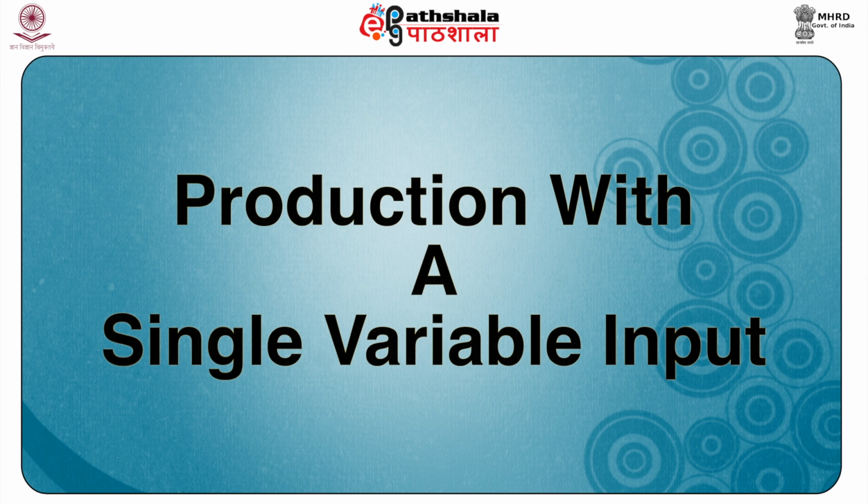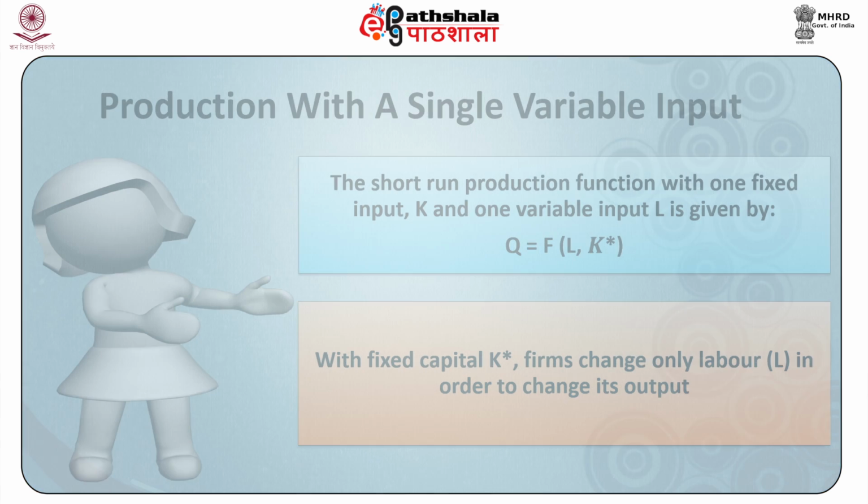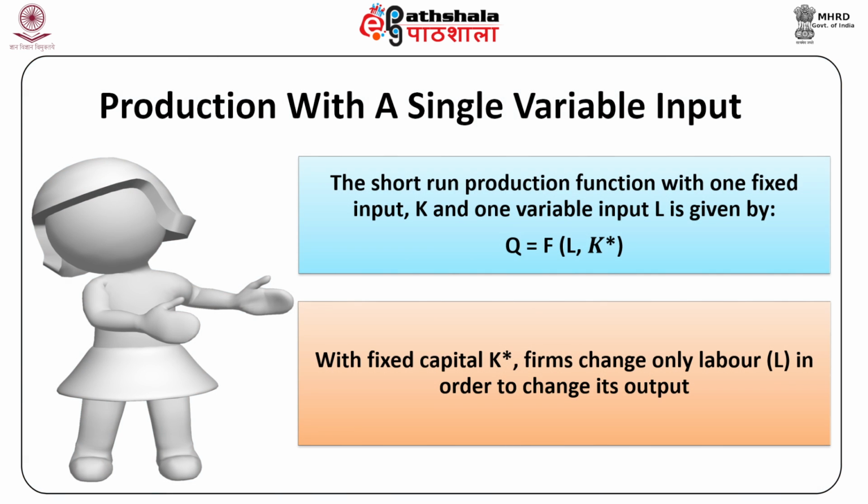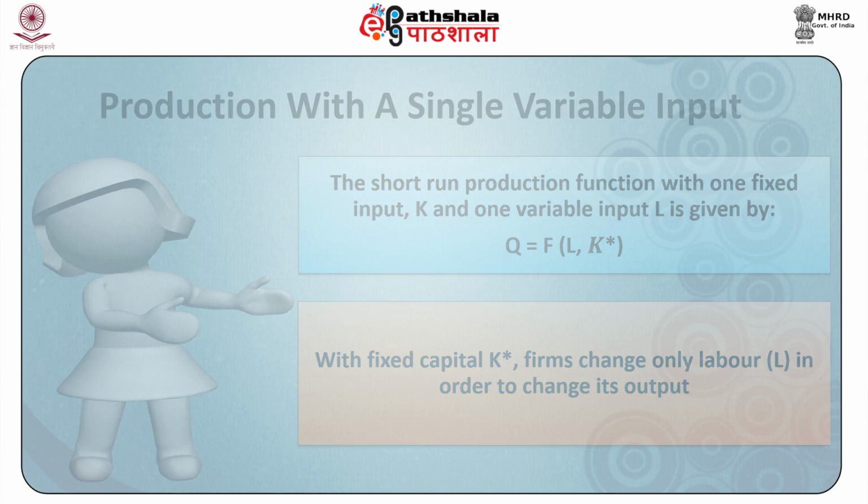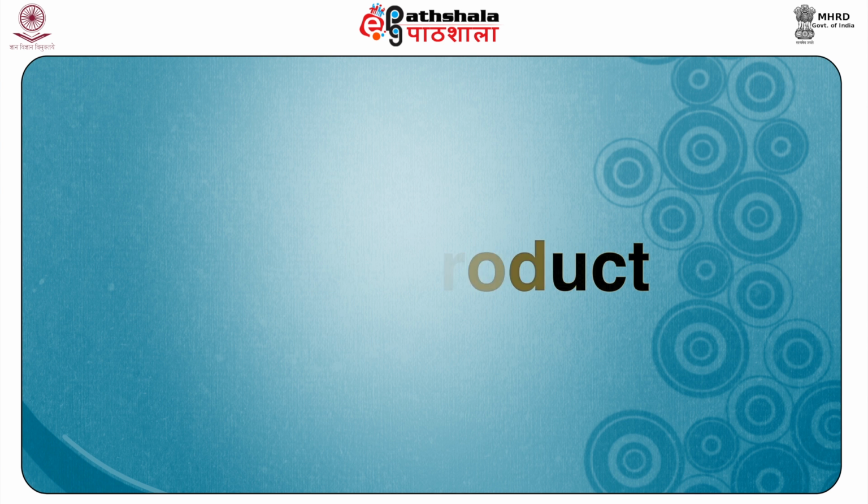Next is production with a single variable input. The short run production function with one fixed input K and one variable input L is given by Q is a function of L, K star. With fixed capital K star, firms change only labor in order to change their output. Now, we will define certain important concepts related to features of production functions in order to complete our short run analysis. Next is total product.